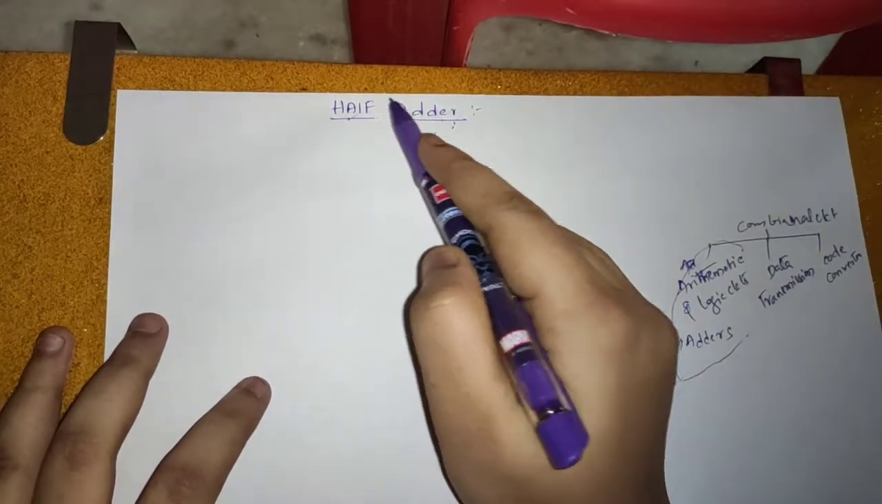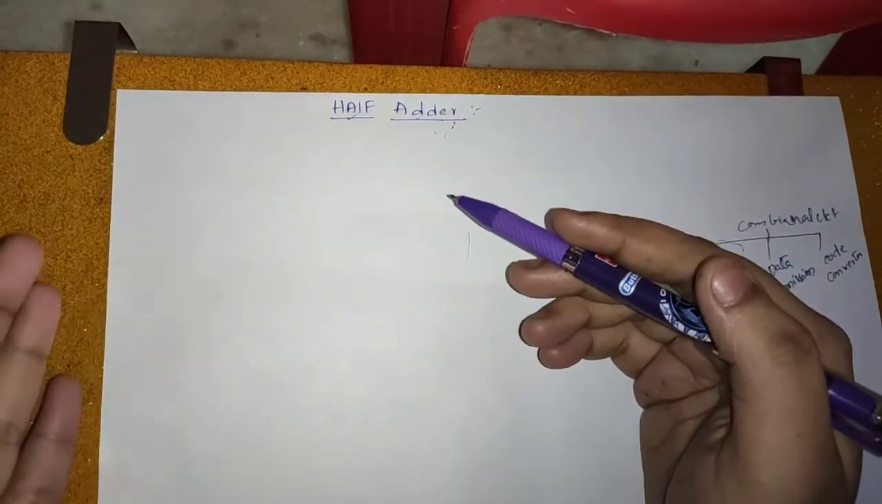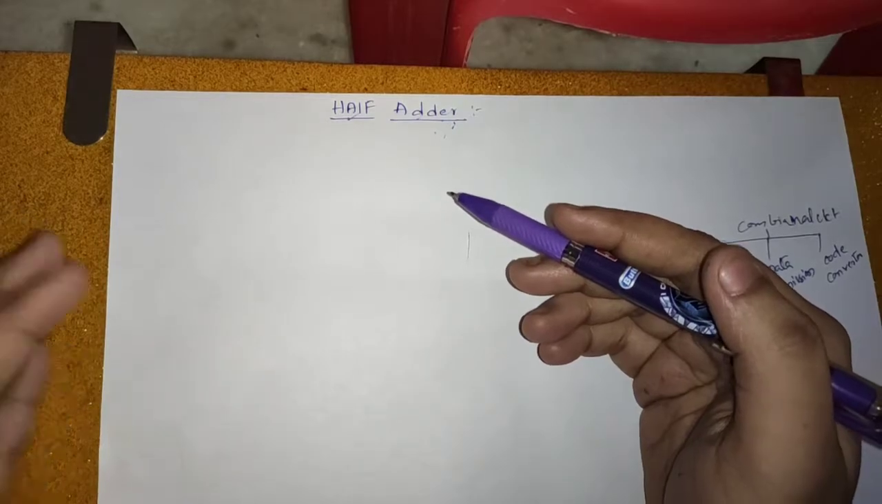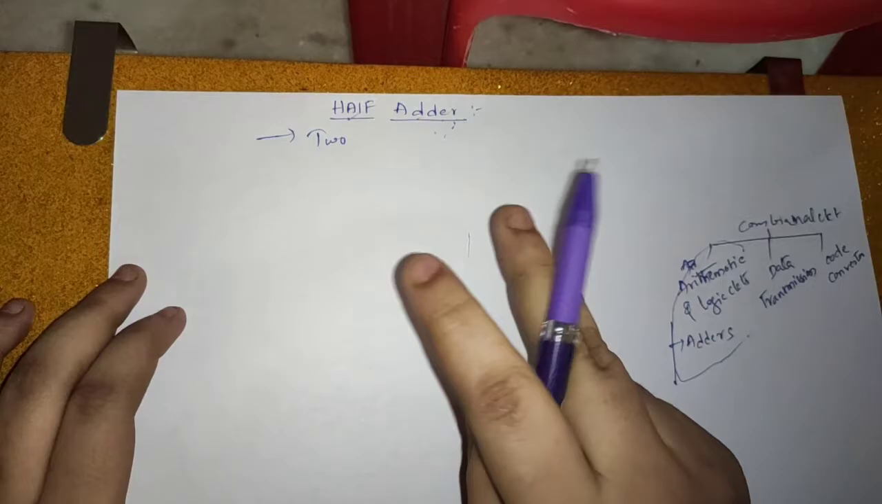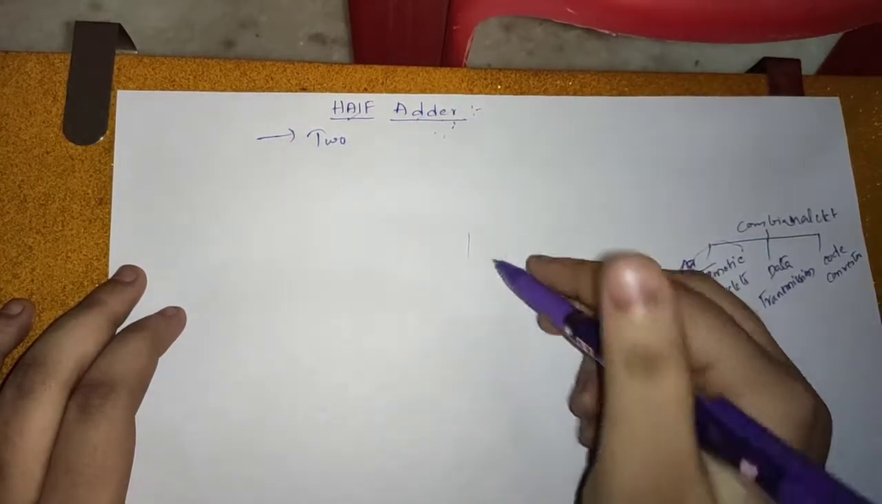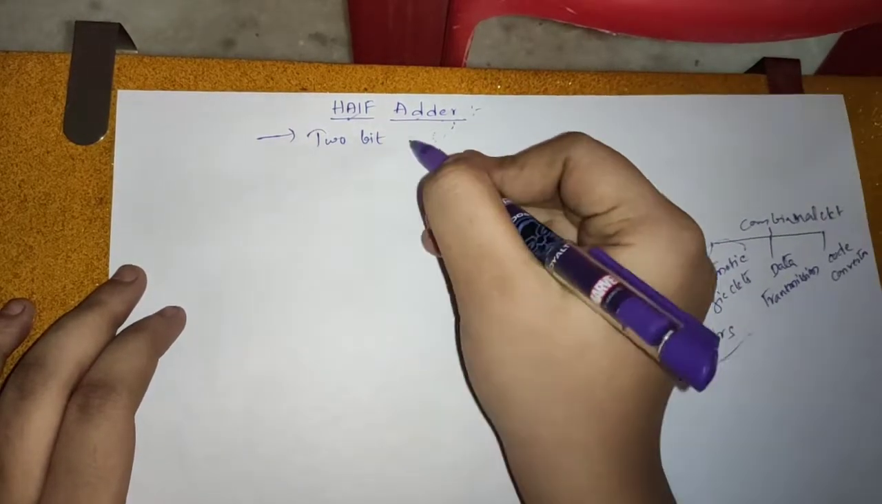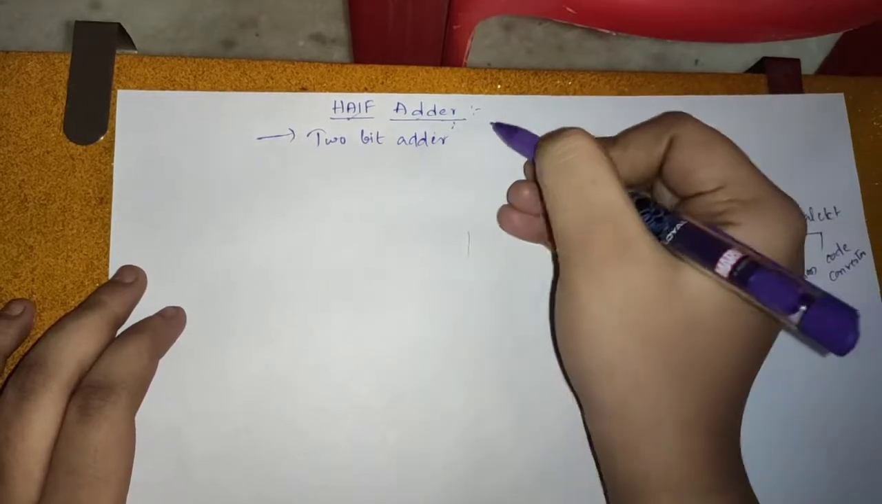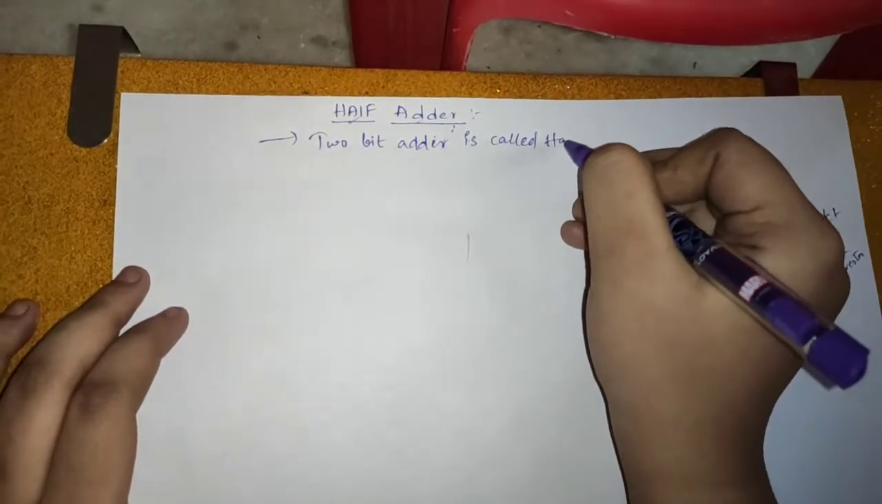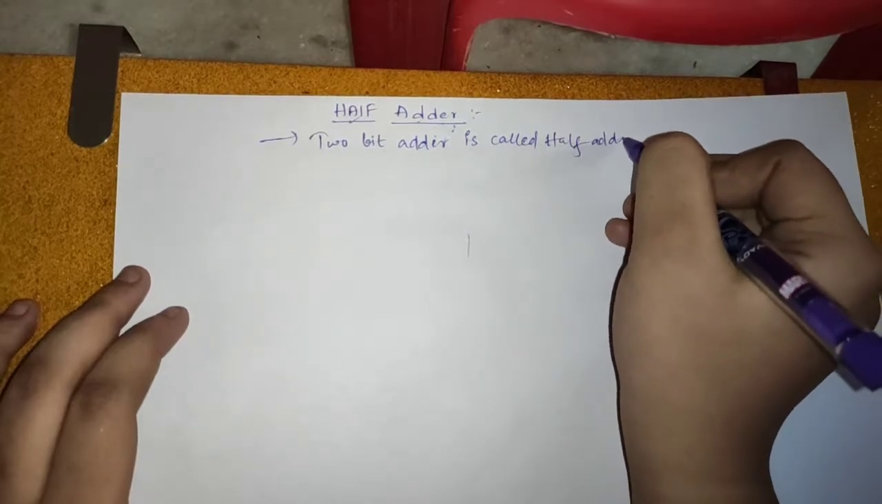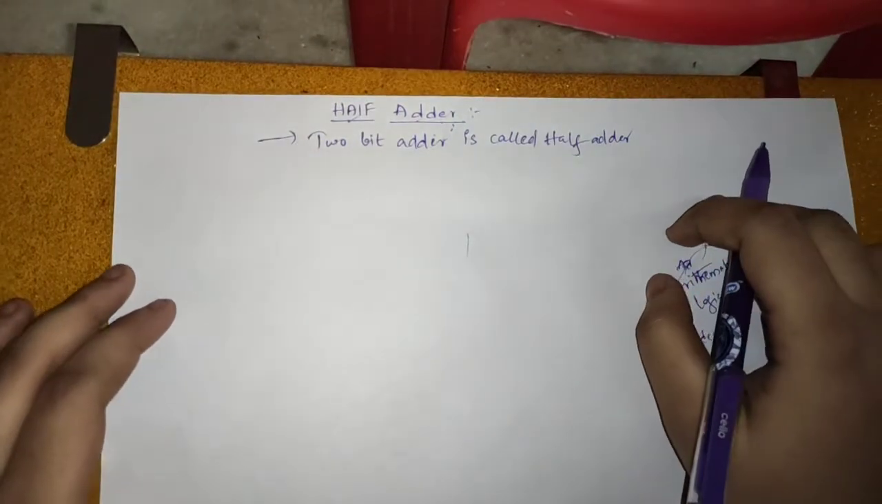What is meant by half adder? Actually, it doesn't mean it adds half of the value. It means that it adds 2-bit binary code. A 2-bit adder is nothing but a half adder. A 2-bit adder is called a half adder.